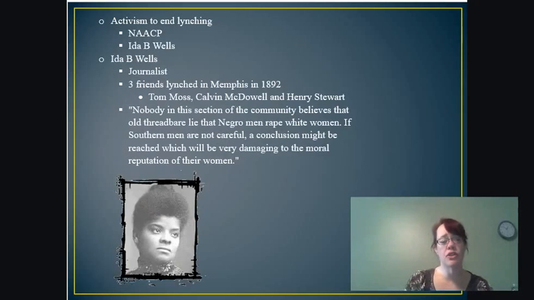So there was also a lot of activism to end lynching. The NAACP and Ida B. Wells both worked towards ending lynching. I'm going to focus this part of the lecture on Wells, just because she was one of the most well-known activists against lynching, and she really broke out of what was normally designed as a woman's area to speak out consistently against this.